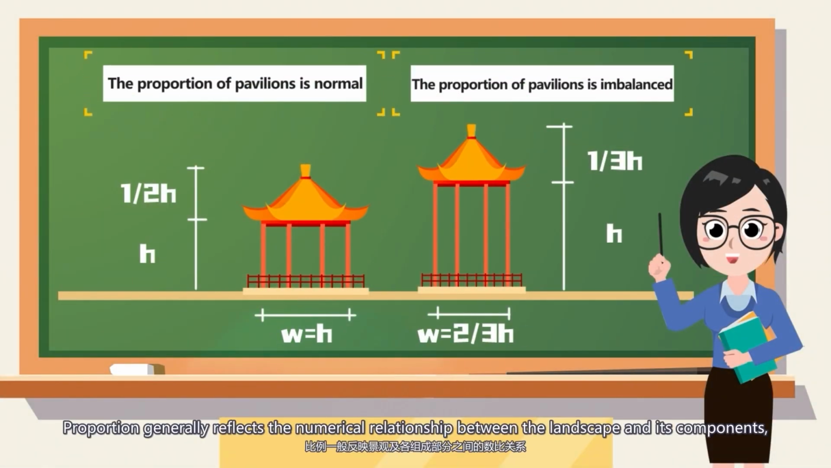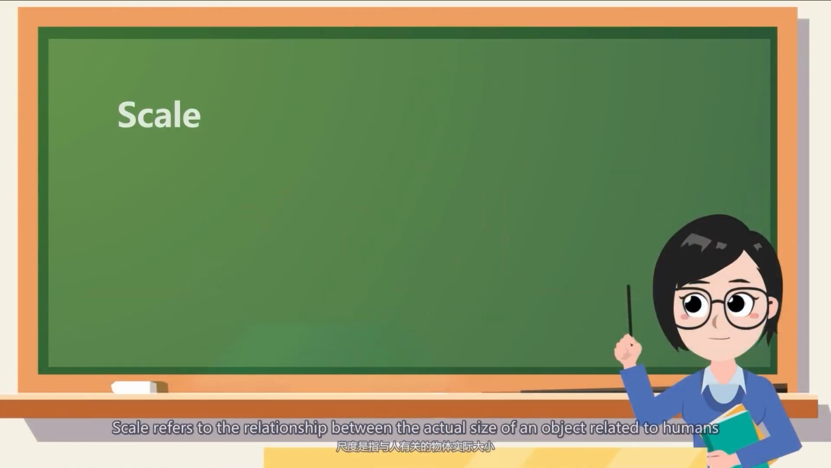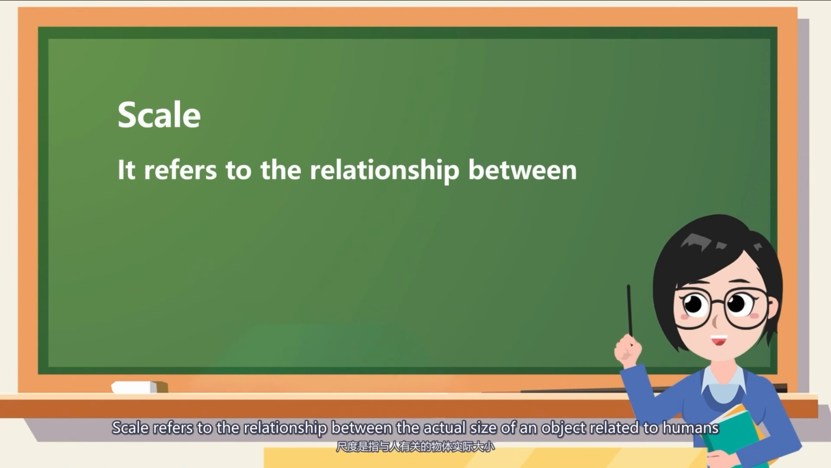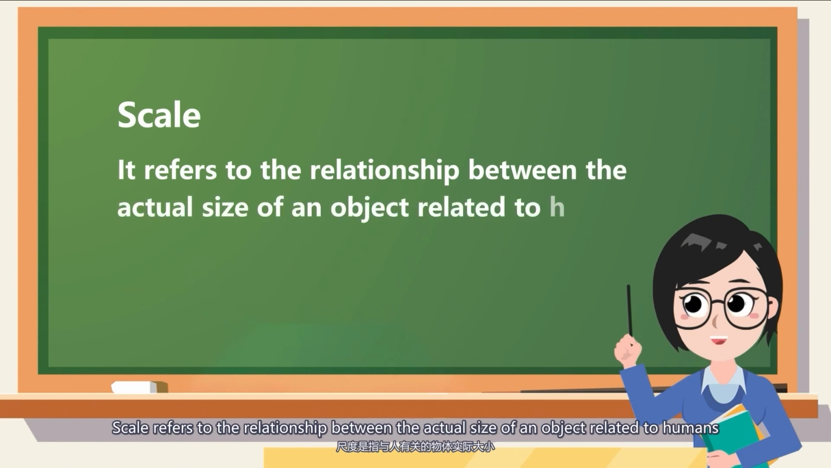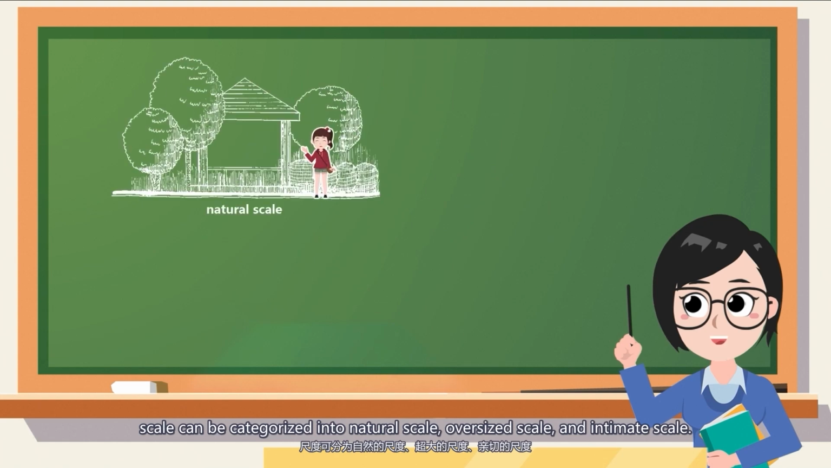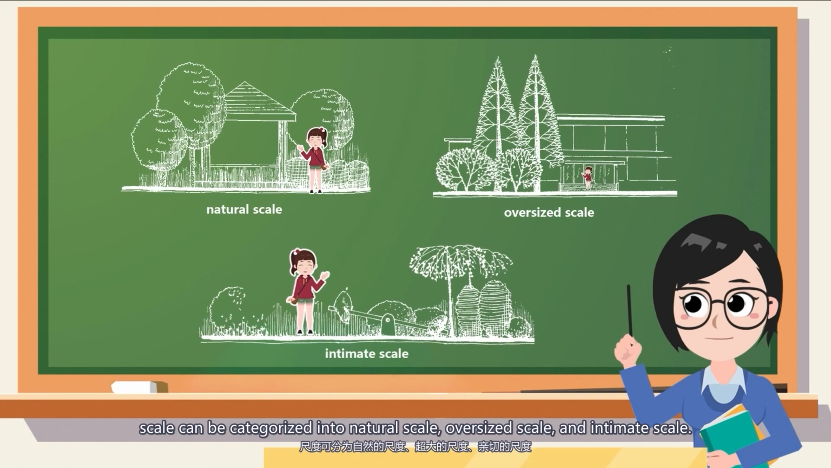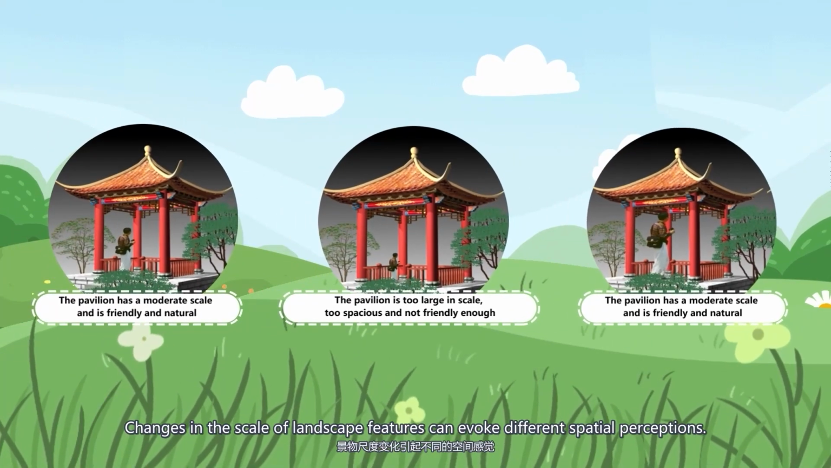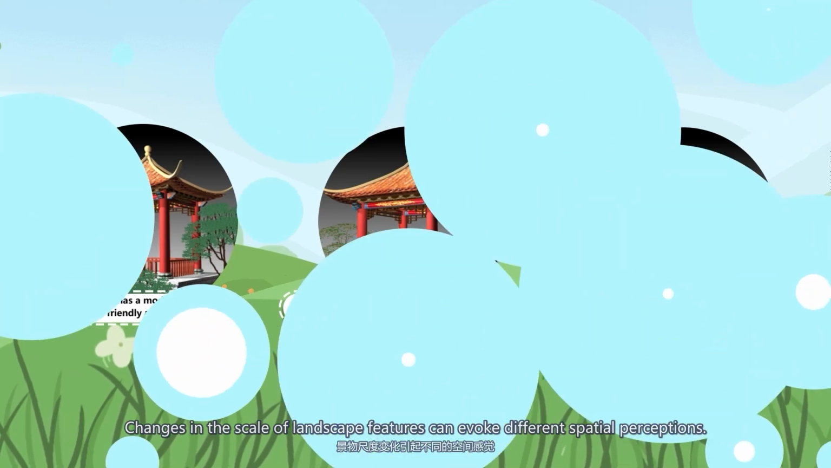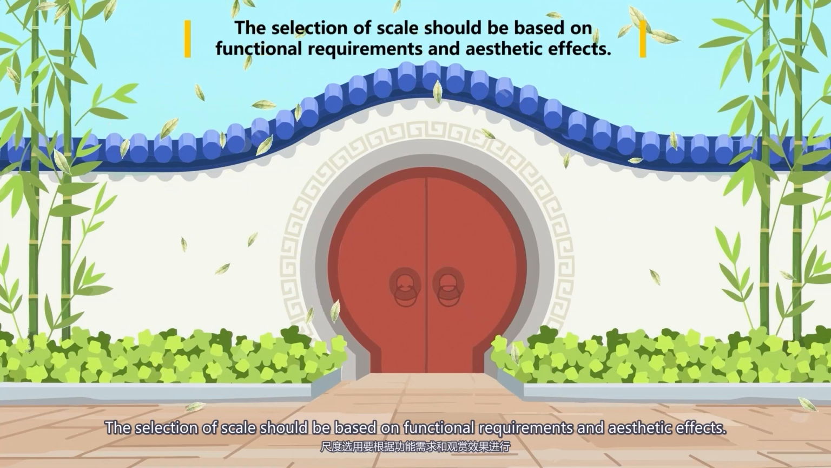Proportion generally reflects the numerical relationship between the landscape and its components, without involving specific dimensions. Scale refers to the relationship between the actual size of an object related to humans and the perceived size of that object. Using humans as a reference, scale can be categorized into natural scale, oversized scale, and intimate scale. Changes in the scale of landscape features can evoke different spatial perceptions. The selection of scale should be based on functional requirements and aesthetic effects.